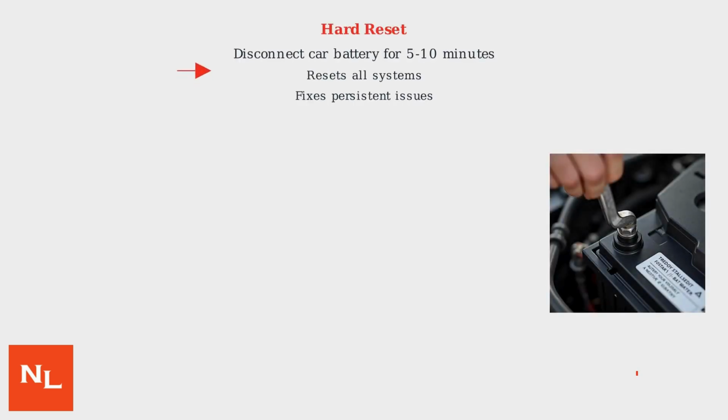If the soft reset doesn't work, try a hard reset by disconnecting the car battery for 5 to 10 minutes. This resets all systems and can fix persistent black screens by clearing corrupted firmware.